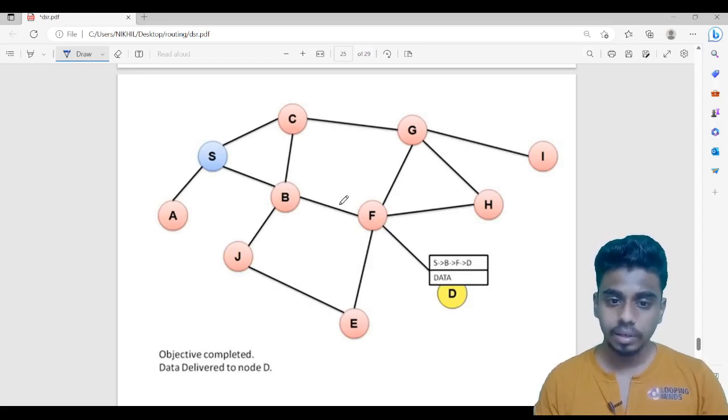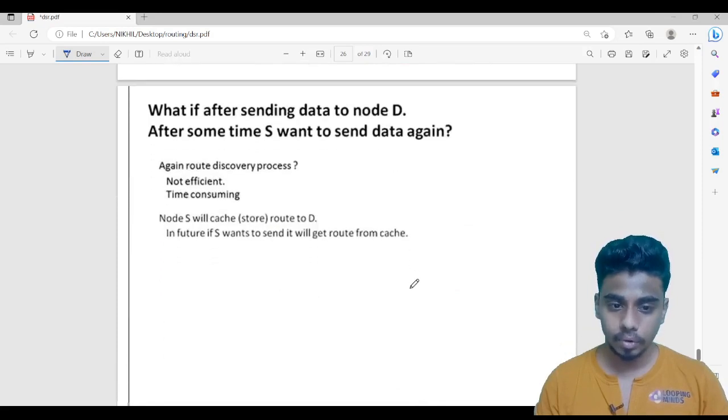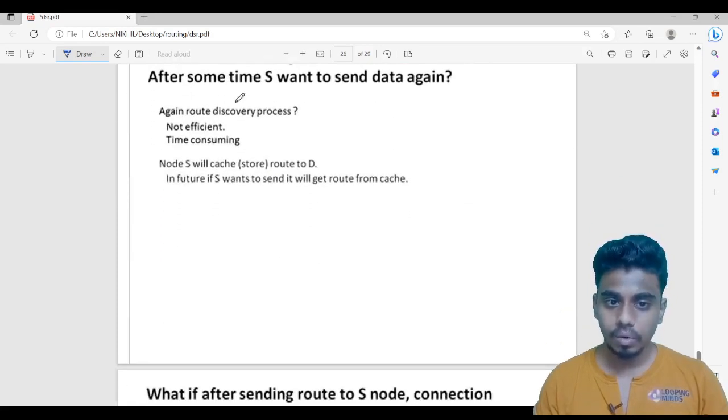So instead, if that should not happen, then what we have to do is, once a route is found to a particular node, that route has to be saved in a cache memory. Again, route discovery process is not efficient. It is a very time consuming process. Node S will create a cache store, that is nothing but a store, route to D. In future, if S wants to send, it will get the route from cache.